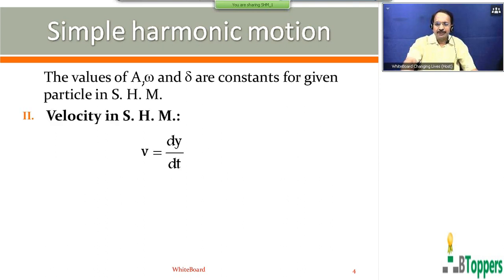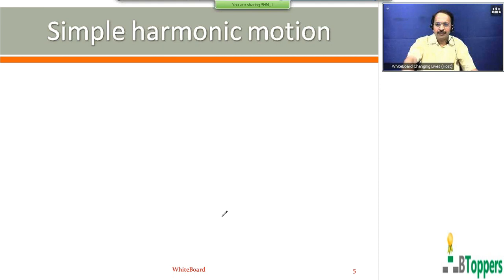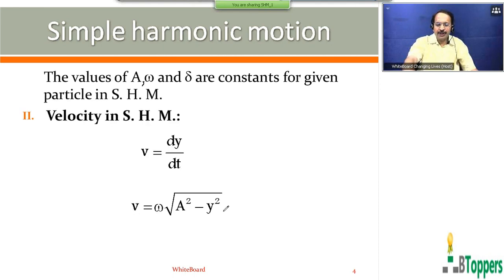Velocity in SHM. v equal to dy by dt, or we can write omega into root of A square minus y square. That means v is the velocity at the instant when the particle is at a distance y from the mean position. So you can take a pause and copy down till here. Next, I would like to show the continuation.